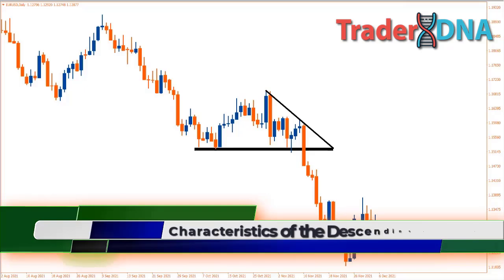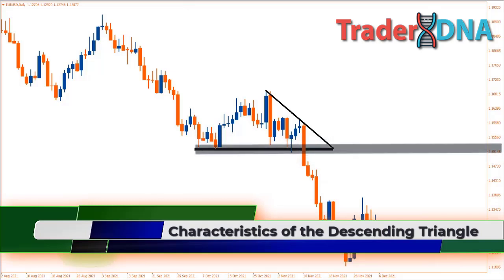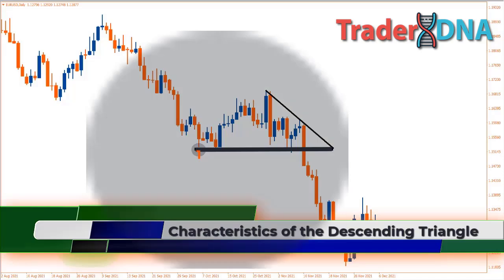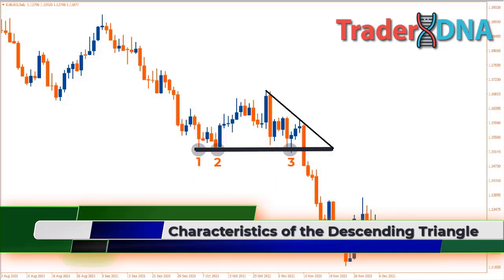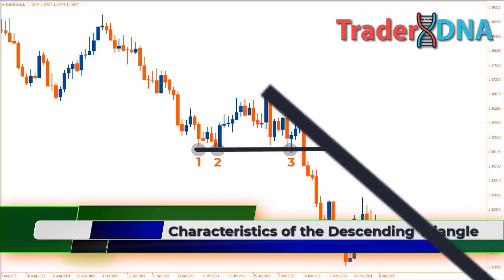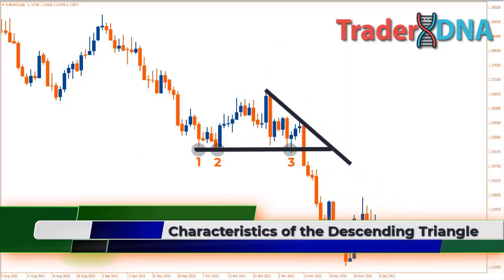Characteristics of the descending triangle. The classic version of this pattern forms with a trend line that is sloping and a flat or a horizontal support line. The pattern emerges as price bounces off the support level at least twice. The completion of the pattern occurs after the end of a retracement in a downtrend. The downside breakout from the support triggers a strong bearish momentum-led decline.